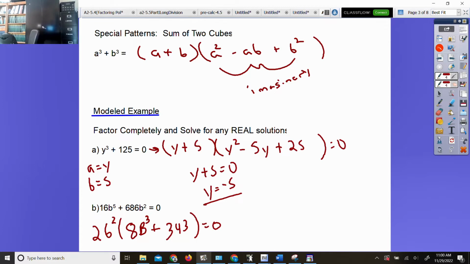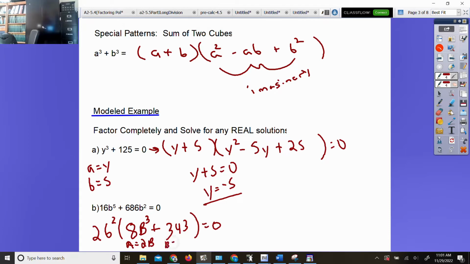What do you cube to become 8b cubed? A little more than B. You need 8B cubed. 8 times 8 times 8 is 512. 2 times 2 times 2 is 8. So A is 2B.